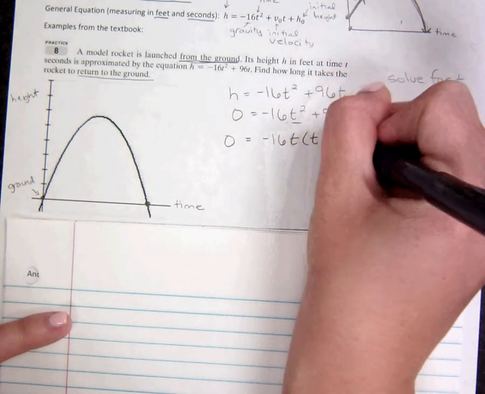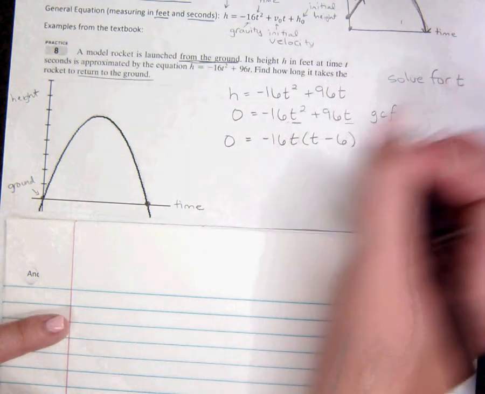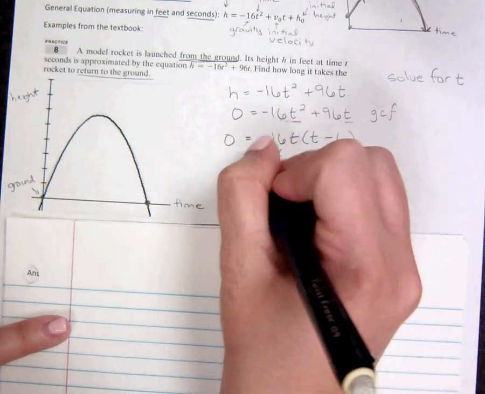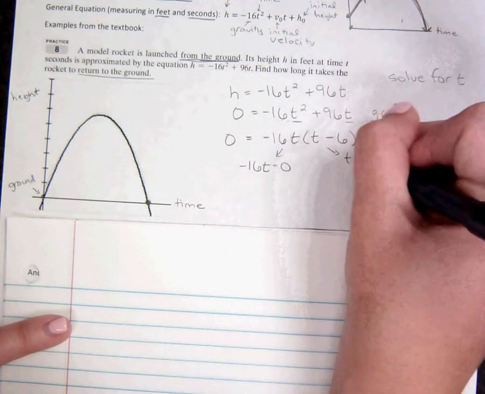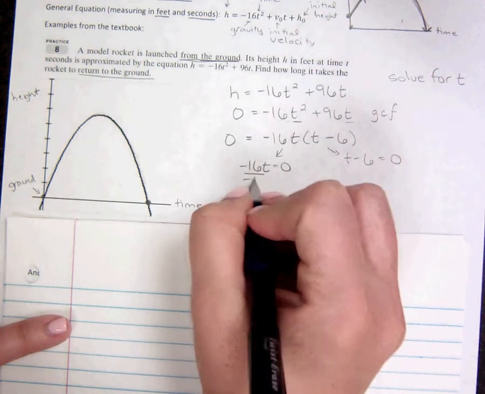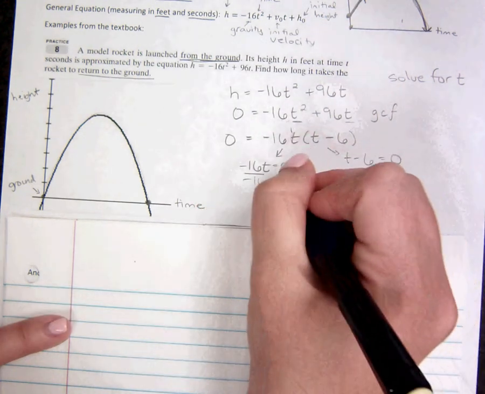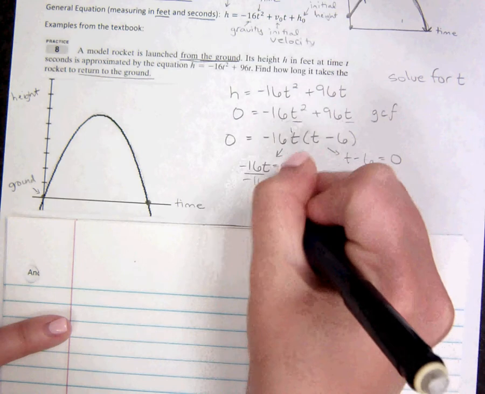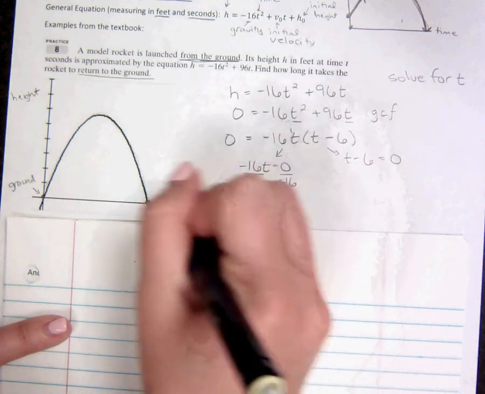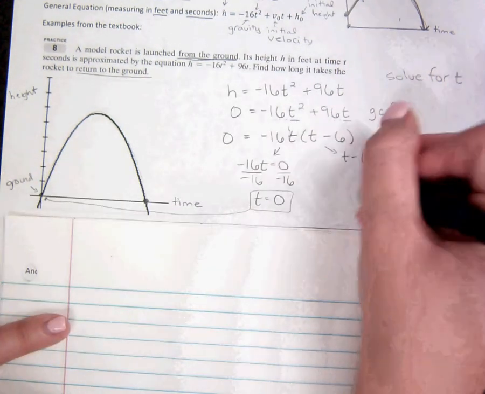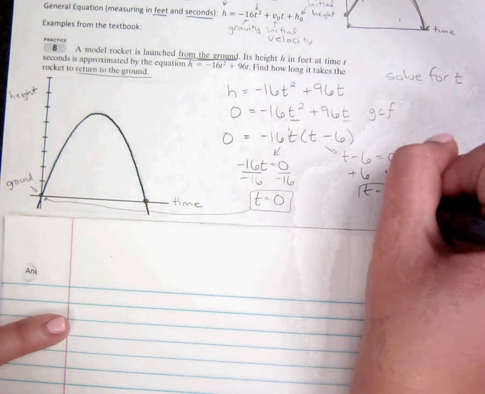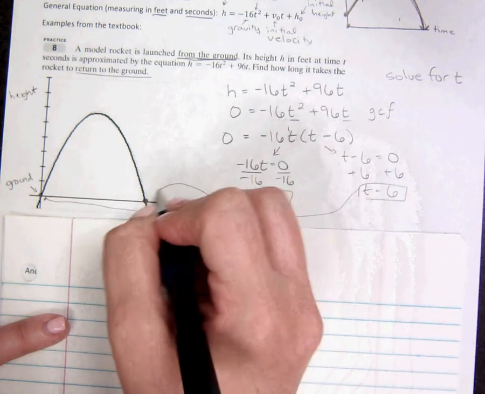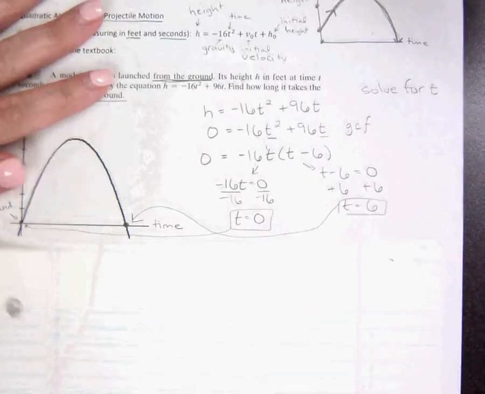That's going to leave us with t minus 6. And that's going to give us two answers, negative 16t equals 0 and t minus 6 equals 0. Well, if I solve this one, I get t equals 0, which we already knew. That's from where it took off from the ground. And then if I add 6 to both sides, I get t equals 6. That's the other point at which it hit the ground. So it was airborne for 6 seconds.